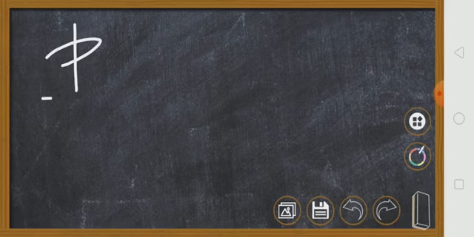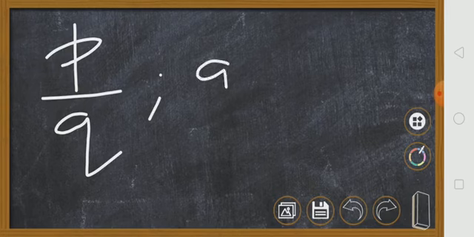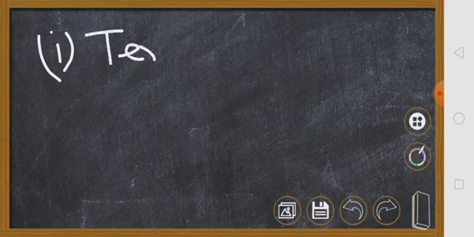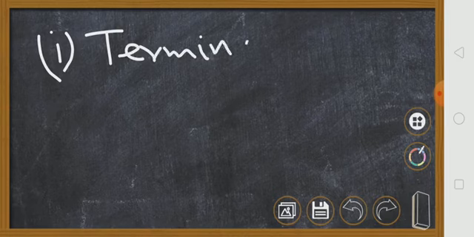Next topic is your rational number. Now all of you know what a rational number is. Rational numbers are numbers of the form p by q, where p and q are integers and q is not equal to 0. Is it clear? Now rational numbers are of two types. One is terminating.